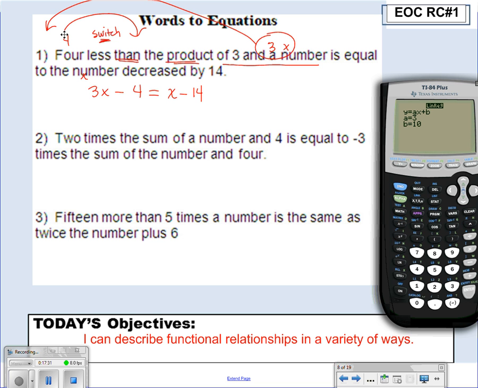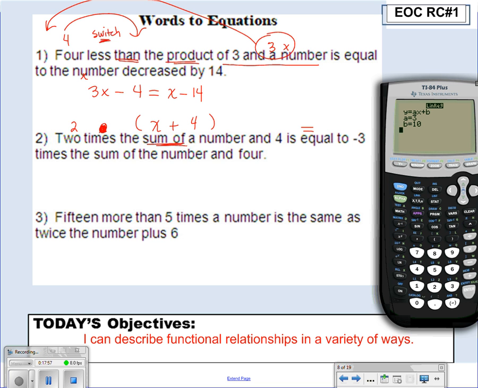All right, number 2, we have 2 times. So 2 is my number. Times means multiply. I'm going to use a dot to represent multiplication. The sum of a number and 4. Because sum, what does that tell you? That means add. Okay, but because it says sum of, that means I'm going to put it in parentheses. So the sum of a number and 4, that means we're going to add them.